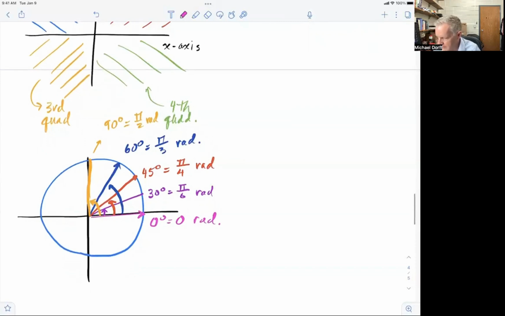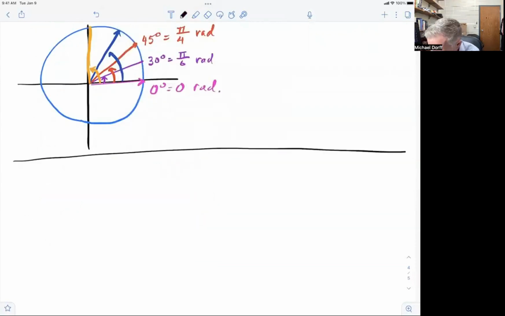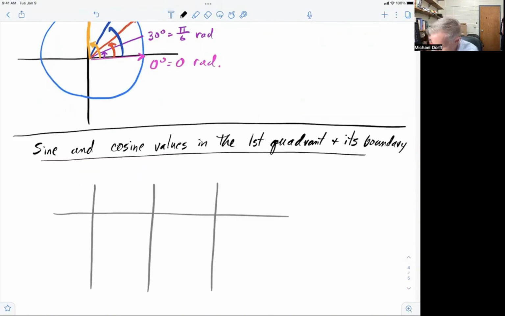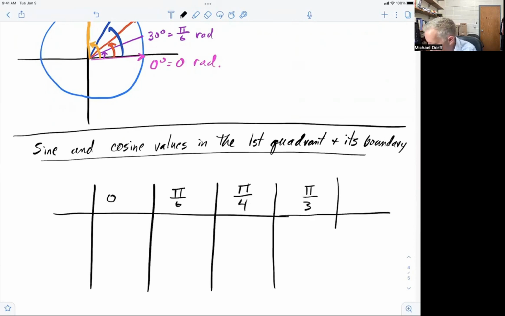Those are the ones that we will be using. What are the sine and cosine values in the first quadrant and its boundaries? So let's make a little table. So here's 0 radians, here is pi over 6 radians, here is pi over 4 radians, here's pi over 3 radians, and here's pi over 2 radians.